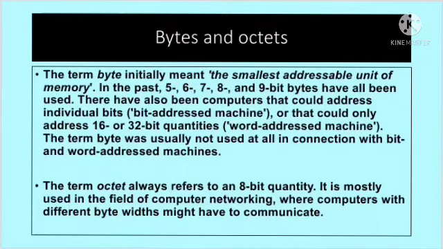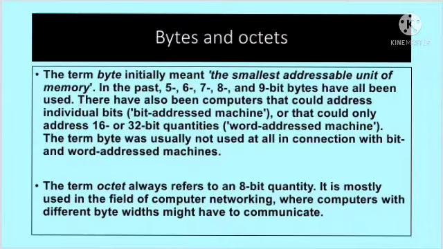Bytes and octets. The term byte initially meant the smallest addressable unit of memory. In the past, 5, 6, 7, 8, and 9-bit bytes have all been used. There have also been computers that could address individual bits, or that could only address 16 or 32-bit quantities.